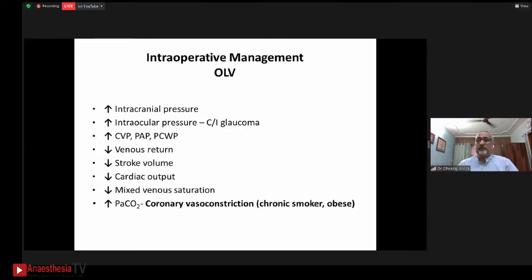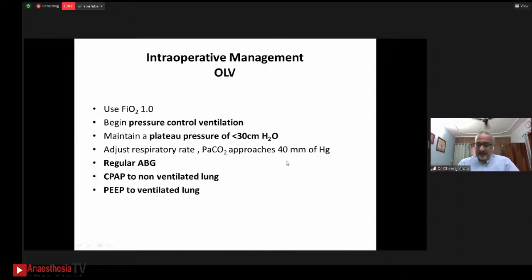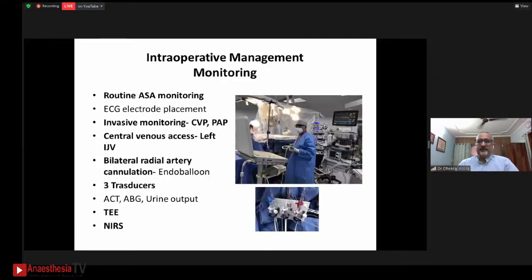Then other hemodynamic problems are also there with one lung ventilation. There is increased CVP and filling pressures, decreased venous return, and ultimately a decrease in cardiac output and decreased mixed venous saturation. There will be increased PaCO2. So these are the problems with one lung ventilation. Sometimes increased ICP is also there, and so we have to give FiO2 of 100%, as already discussed by the previous speakers, CPAP to the non-ventilated lung or PEEP to the ventilated lung.